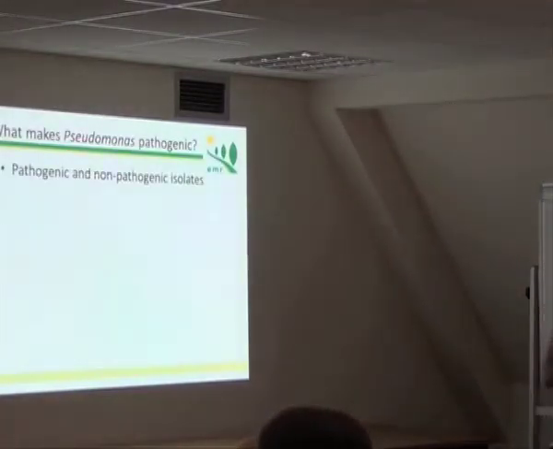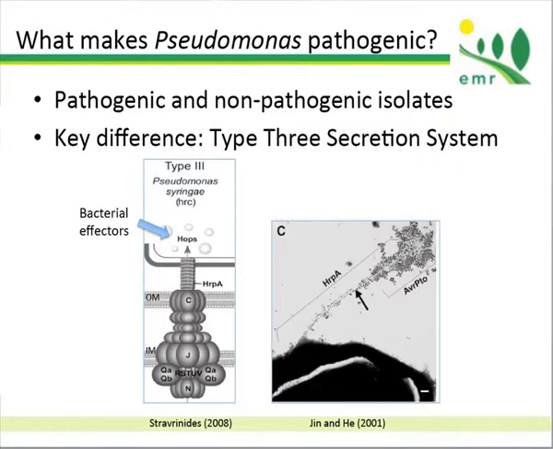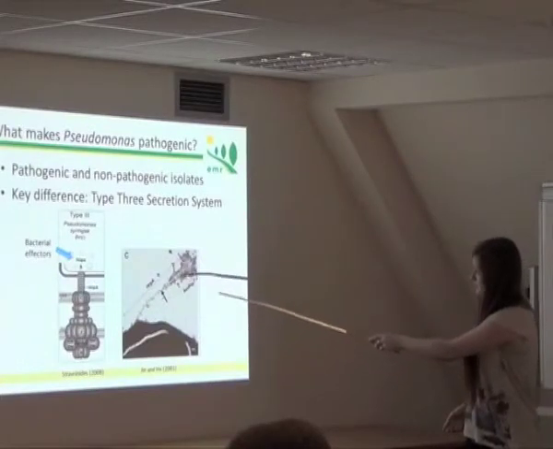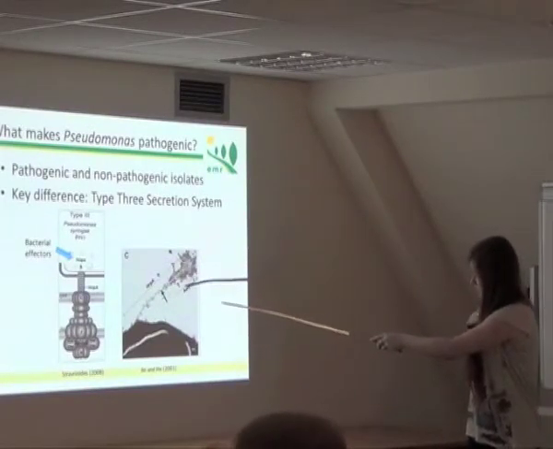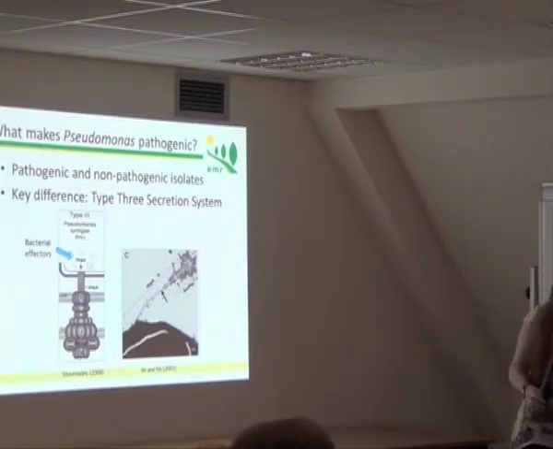So Pseudomonas syringae contains both pathogenic and non-pathogenic isolates. And the key difference is the presence of a type 3 secretion system. This is a macromolecular complex which spans both the inner and outer membranes of the bacterial cell and has a pilus which extends to the host cell, which is used to inject bacterial effector proteins. And this electron micrograph shows the pilus, immunogold staining, and the secretion of an effector at the end.